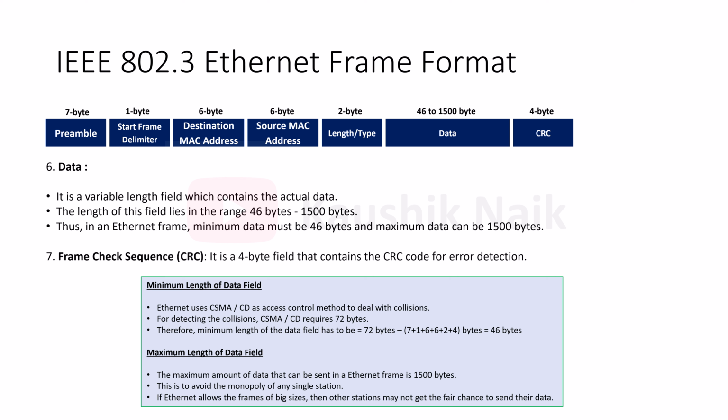Seventh and last field is the CRC of 4 bytes. This is mainly added by the Ethernet controller for error detection.